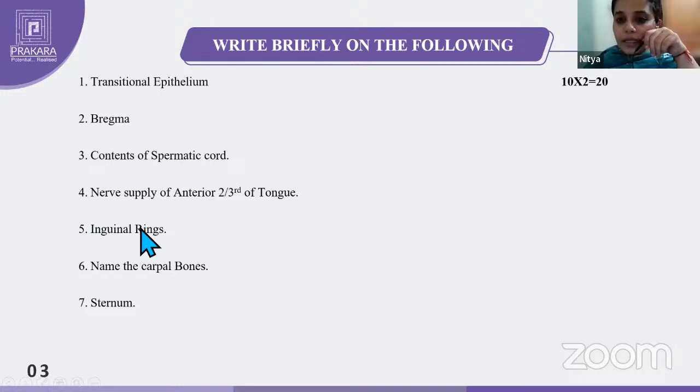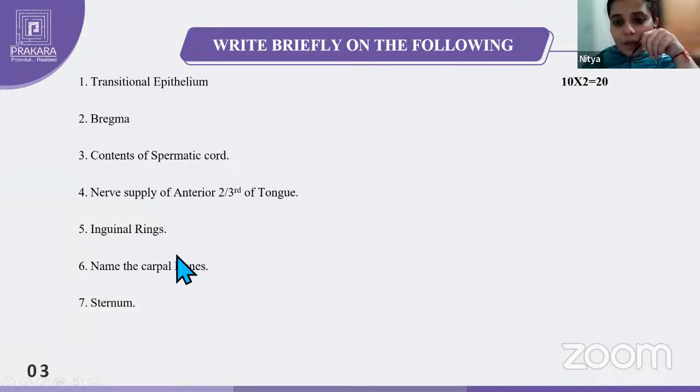Then inguinal rings, here you will mention about the superficial and the deep inguinal ring. Where is deep inguinal ring formed? How it is formed? Where is superficial inguinal ring formed? How it is formed? What is passing from the deep inguinal ring? What is crossing the superficial inguinal ring? All these you have to mention.